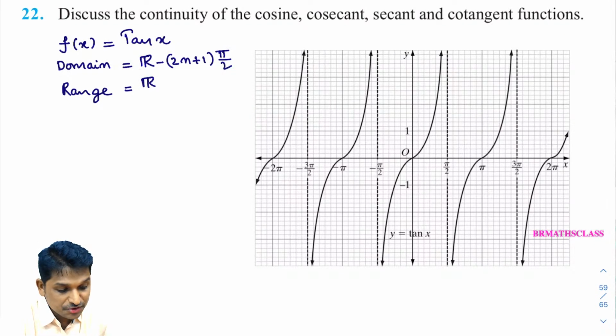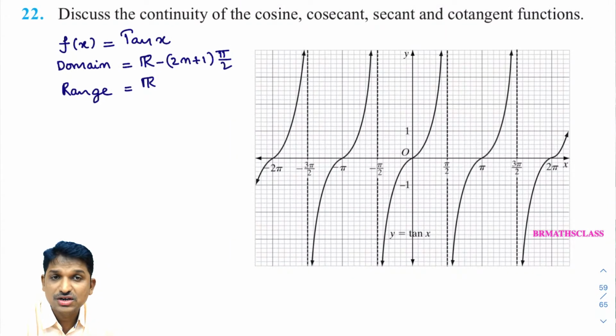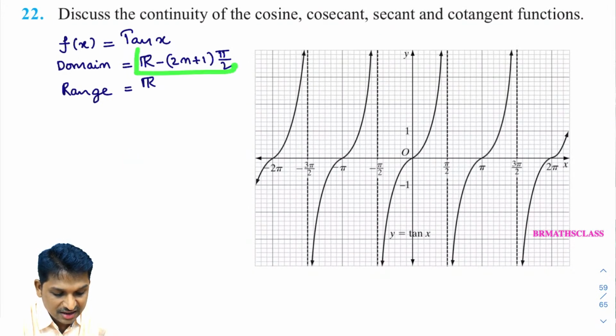You observe, by seeing the graph, immediately you may confuse that this is a discontinuous function. But actually this is not discontinuous, it is continuous. What I said, continuity is always meaningful to discuss in its domain. You do not discuss continuity of the function at odd multiples of pi by 2.